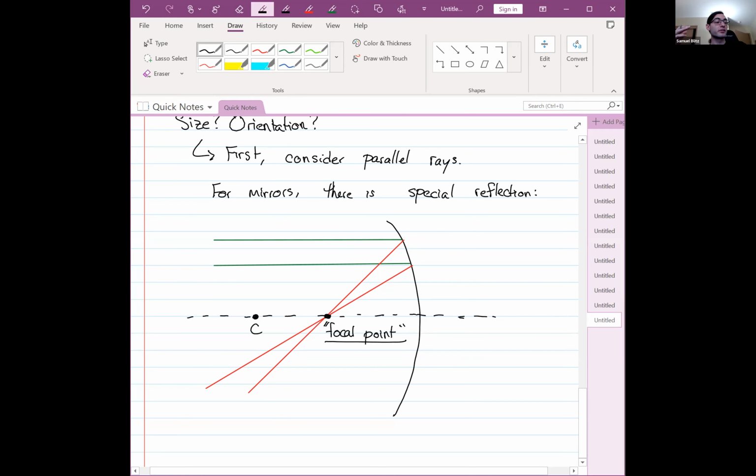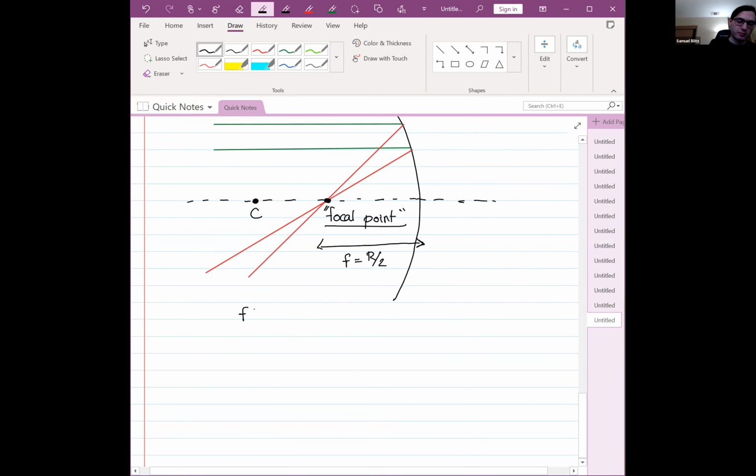So when the incoming rays are all parallel to the optical axis, all of the outgoing rays intersect at a position that's exactly halfway to the center. So f is equal to r divided by 2, like that distance. Let me draw that. f being the focal length. The focal point is one focal length away from the mirror. This is the focal length, which is the distance from the mirror to the point.